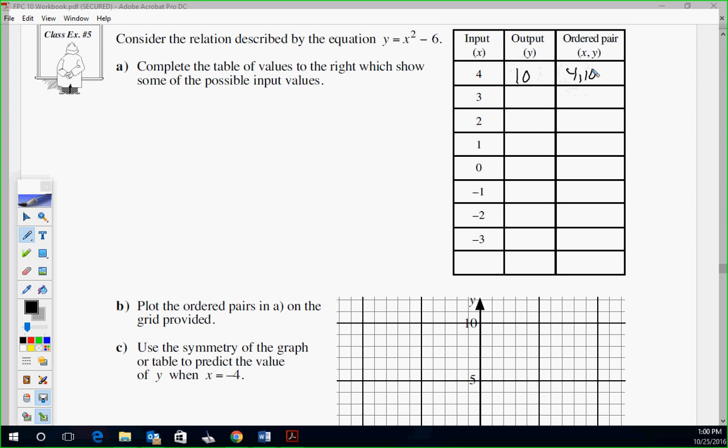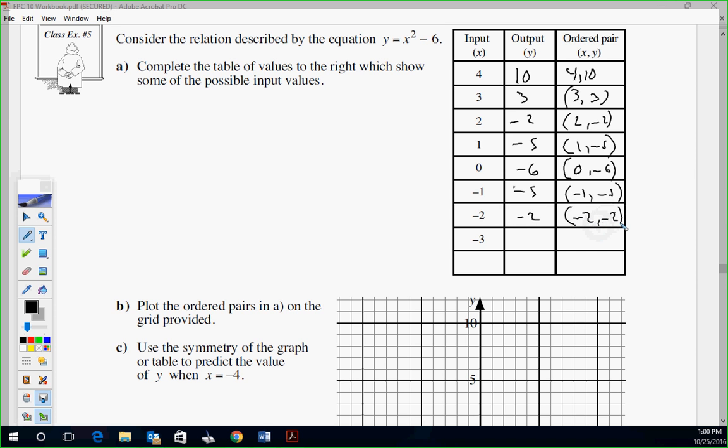3 squared is 9. Minus 6 is 3. 2 squared is 4. Minus 6 is negative 2. 1 squared is 1. Minus 6, negative 5. Zero, that's negative 6. Negative 1 goes back to negative 5, because negative 1 squared is positive 1 again. And then it's back to negative 2.